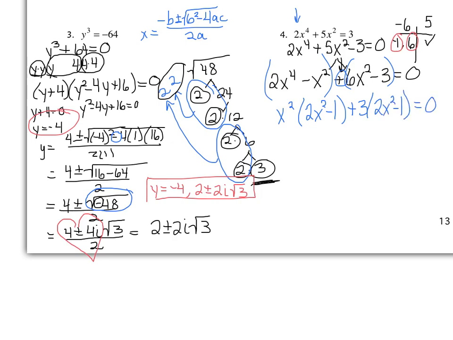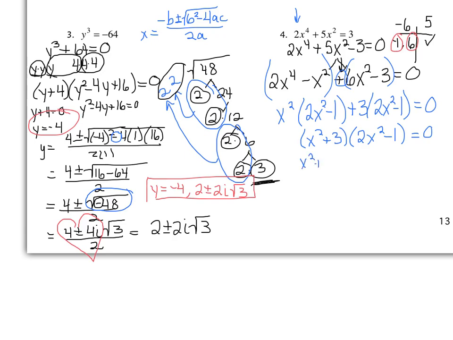The polynomials inside the parentheses are identical, so that's a good sign. So now I have x squared plus 3 times 2x squared minus 1 equals 0. Next step, zero product property.